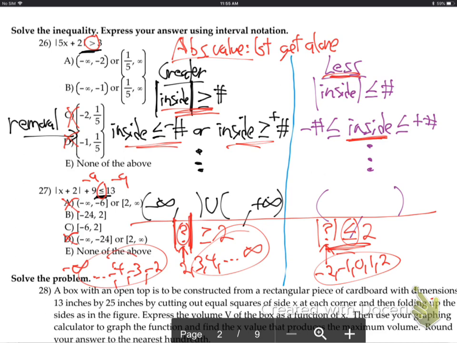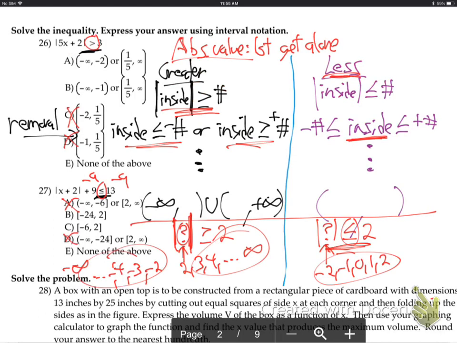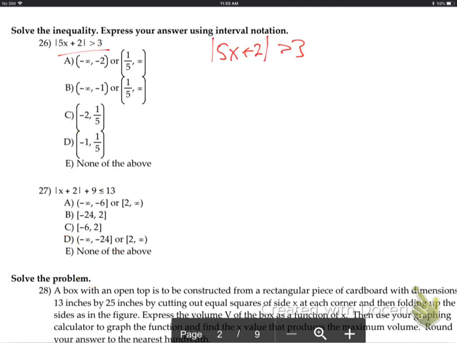All right, so now that we know what it means, we actually have to solve it. So let's do that. This is greater. Let me write it out: the absolute value of 5x plus 2 greater than 3. For greater, we make two statements, and it really matters which way those symbols go. The first one is less than the negative, greater than the positive. So you remove it: less than negative 3 or greater than positive 3.